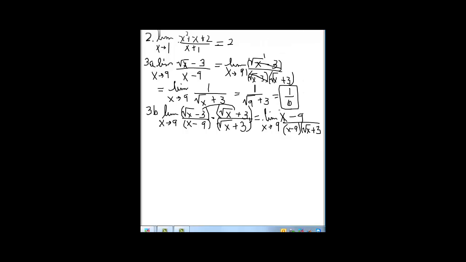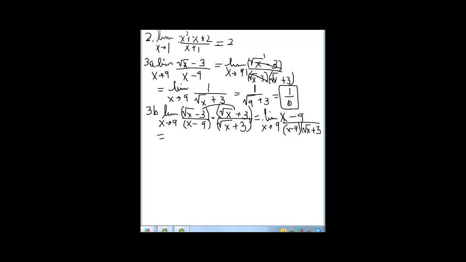Let me see if I can clean this up. No. Yeah, I was going to try and clean this up here and move this over here, but it looks like I'm not going to be able to.